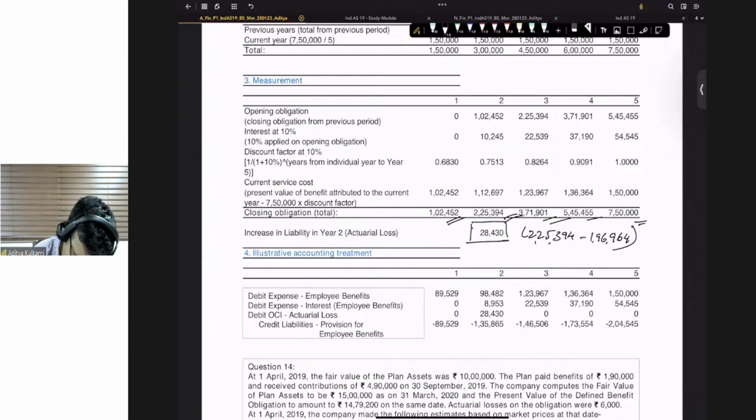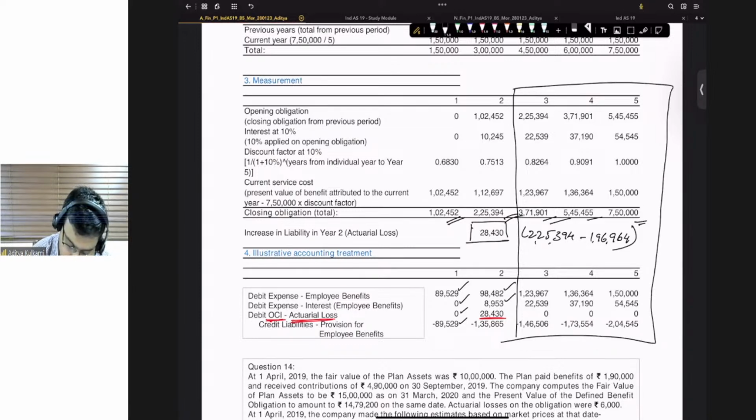So year 1 would have happened on the basis of original amounts. Year 2, benefits recognized on original amount, interest recognized on original. The impact is taken to the other comprehensive income, debit OCI, which is an actuarial loss, 28,430. And with effect from years 3, 4, and 5, you will do the accounting based on the revised workings.